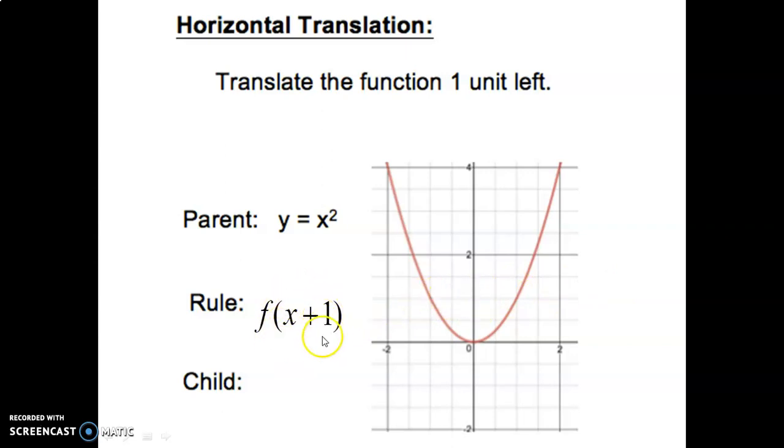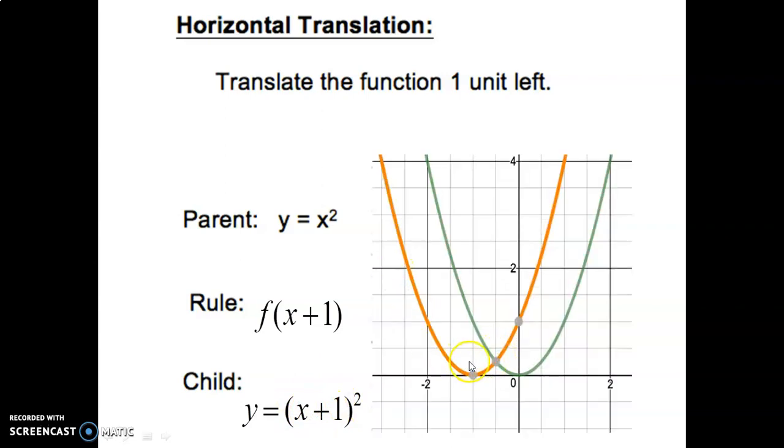So here, we're going to put plus 1 on the x, because as you may remember, what you do here has the opposite effect on the graph. So if we put plus 1 here, it's actually going to move negative 1. So here's our child function, that x plus 1 has replaced this x. So now we have x plus 1 squared. And that result is this orange graph here. It's moved 1 left. The entire graph has moved 1 unit to the left.